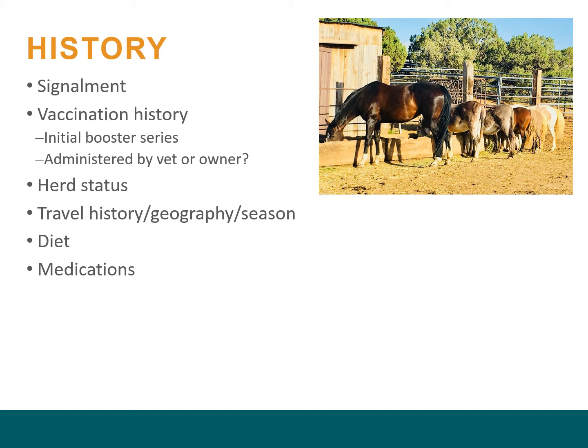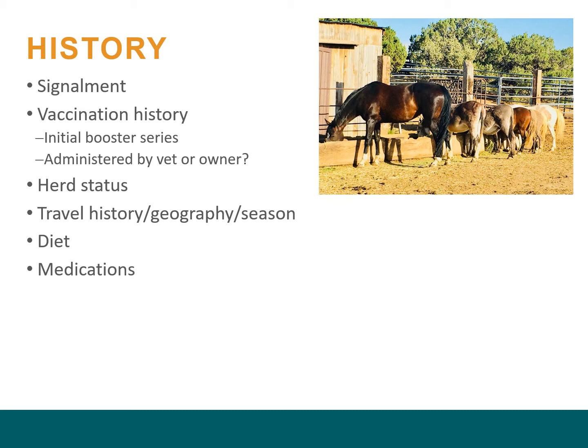Did they get that priming series of 3 vaccines? Or have they only ever been vaccinated once in their life, especially when we talk about the mosquito-borne illnesses, things like Triple E and West Nile? It's really important that they had that appropriate initial booster series. We also want to know specifically what antigens they were vaccinated with and who gave them.